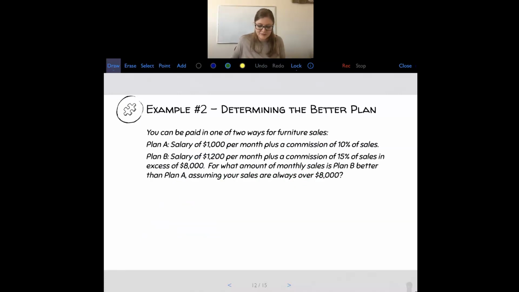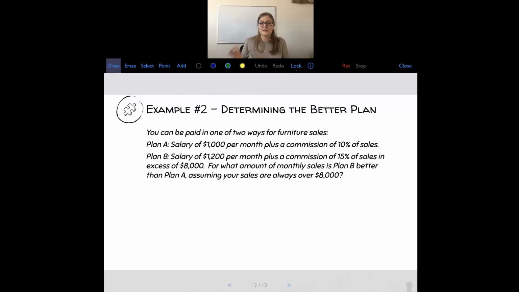Okay. Next, example 2, determining the better plan. So you can be paid in one of two ways for furniture sales, let's say. The first plan, Plan A, is a salary of $1,000 per month plus a commission of 10% of sales. So what this means is no matter how much you sell in the month, you're going to get $1,000 that month. Okay, so even if your sales is zero, you're going to get $1,000. Plan B, salary of $1,200 per month plus a commission of 15% of sales in excess of $8,000. So you're only making commission on anything over $8,000. For what amount of monthly sales is Plan B better than Plan A, assuming your sales are always over $8,000?